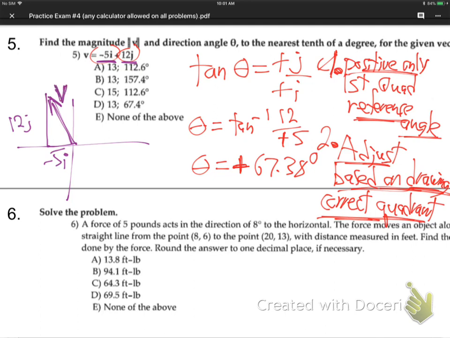So the 67.38, what's that? That's a reference angle. What does that mean, reference? We've been talking about that for more than 2 months. With reference to what? The x-axis, right? You guys are pros at that now. That means this angle is 67.4 degrees off the x-axis in the second quadrant.